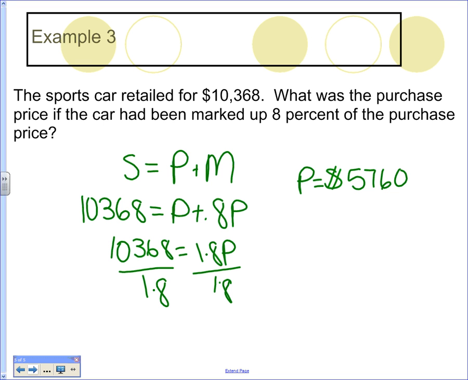Do you agree? Yes. No, 1.8. It's 1.8%. 8%, not 80%. So it changes to 1.08. So divide 10,368. Make those kind of mistakes in stores and you get 80% off instead of 8%. That's a big difference. Do you agree with that? Yes.